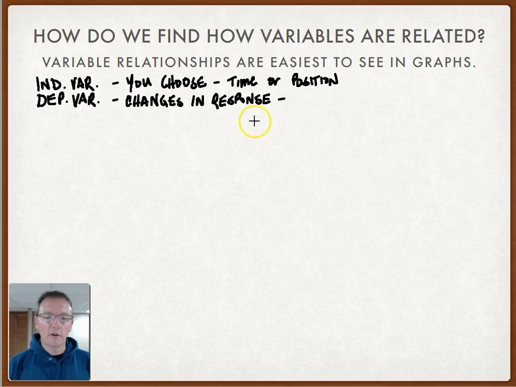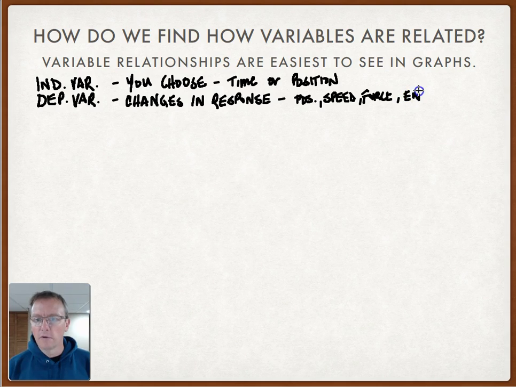Now, what could this one be? It could be just about anything. In this class, it could be position still. It could be speed or velocity. It could be force. It could be energy. All sorts of different examples. And we will use all of them at some point.